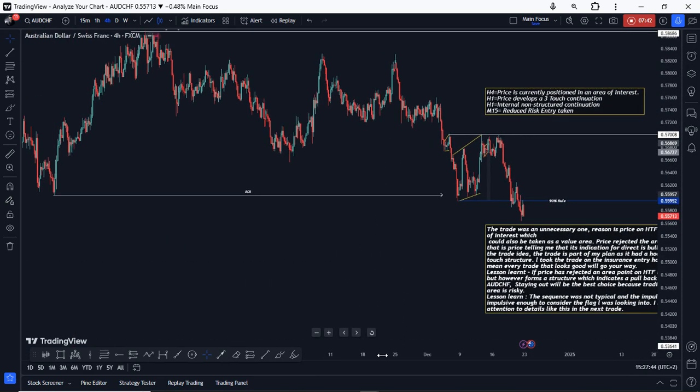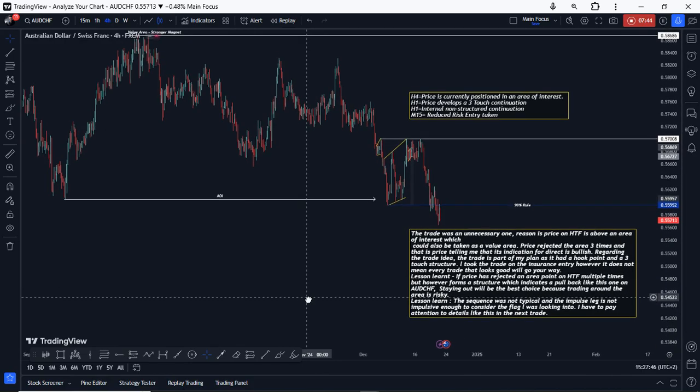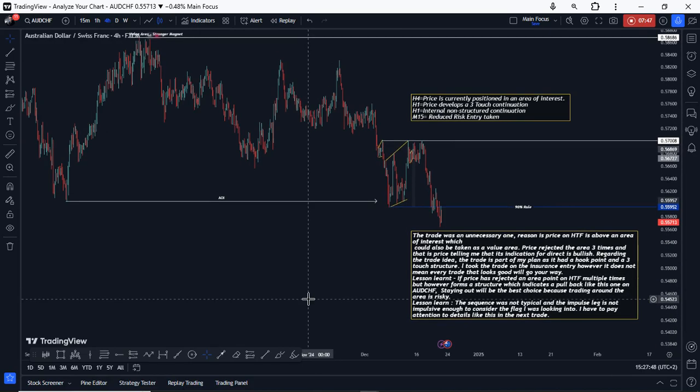This is part of trading. We have good trades, good losses, and we have bad losses. So we learn by watching trading each and every week.